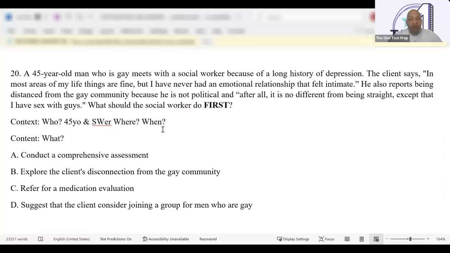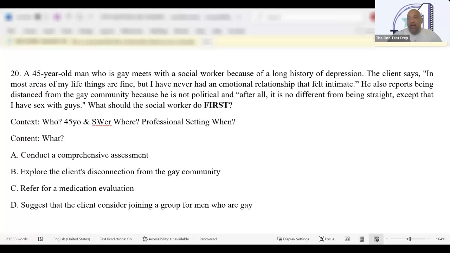Wanda, where physically is this conversation taking place? I'm reading it again. Okay. It really doesn't say that, but he's meeting with a social worker, so I would assume it's in a professional setting. Okay. I like that answer. Professional setting it is.